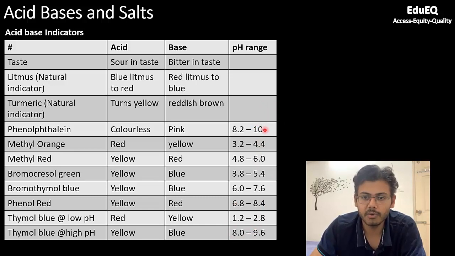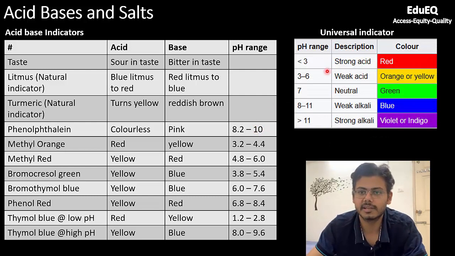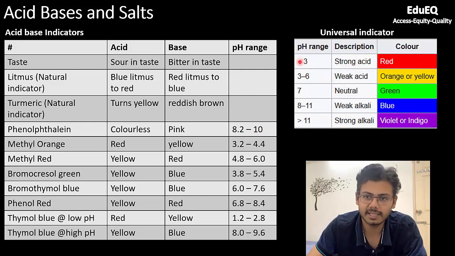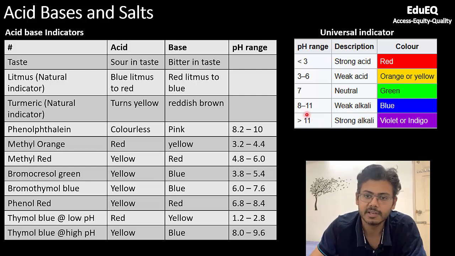I'll shortly also show you what the pH ranges are. If the pH is less than 3, it's called a strong acid. If it is in the range of 3 to 6, it's a weak acid. 7 means neutral, 8 to 11 is weak alkali, and more than 11 up till 14, they are called strong alkali or strong bases. So you can see in each of these ranges, one or the other indicator will work.